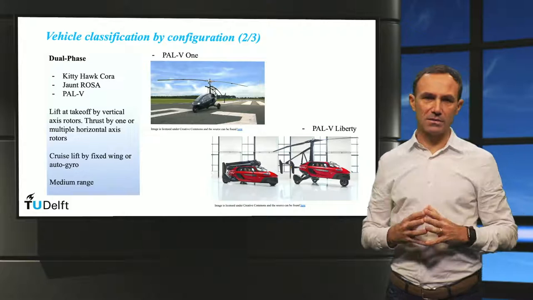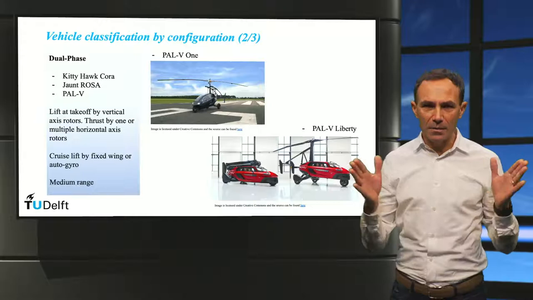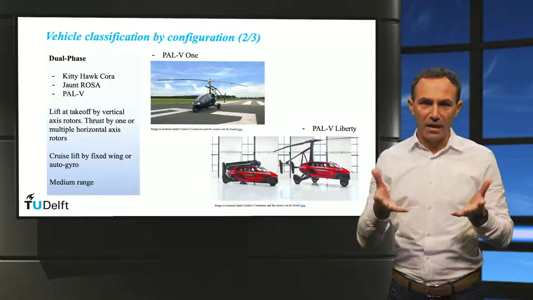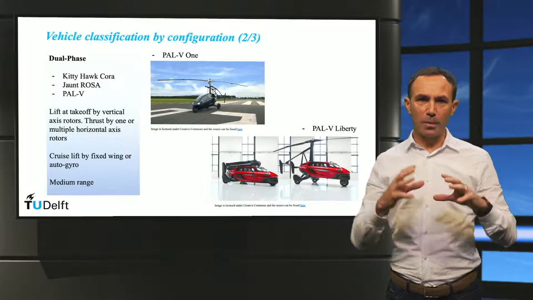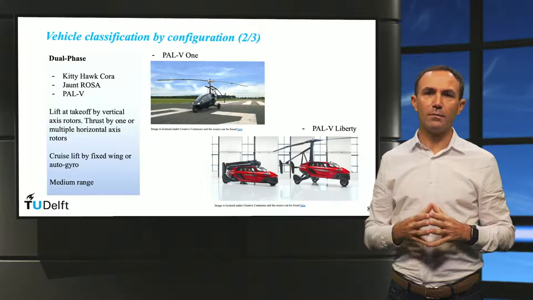The Kitty Hawk Cora is similar to a small aircraft with limited wingspan and with a high boom tail. 12 small rotors provide the lift needed for vertical takeoff and landing. One single large propeller is mounted behind the fuselage, providing thrust. The vehicle is intended to fly autonomously.